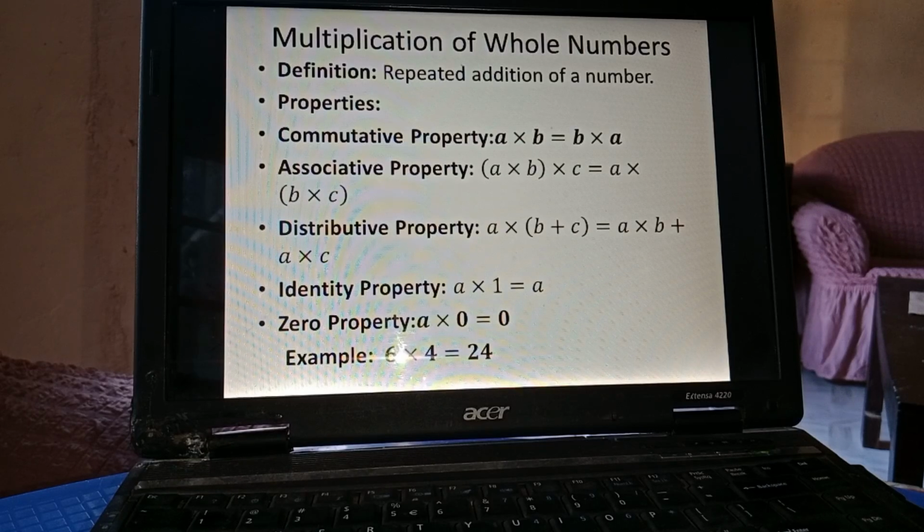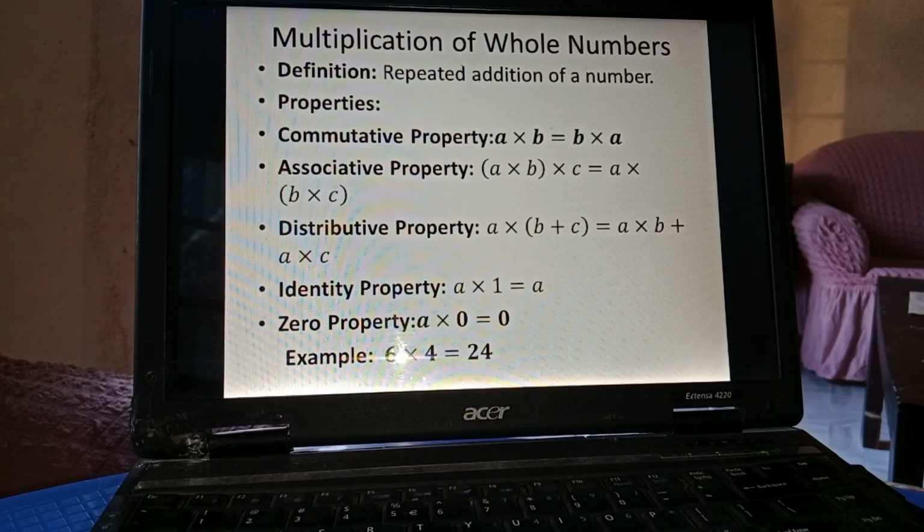Multiplication of whole numbers. Definition. Multiplication is defined as repeated addition of a number. For example, 2 plus 2 plus 2 is 3 times 2, which is the same as 2 times 3. 2 times 3 is 6, and 2 plus 2 plus 2 is 6. So multiplication is repeated addition of a number.